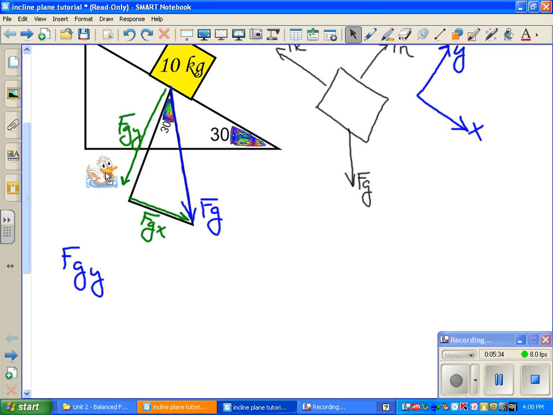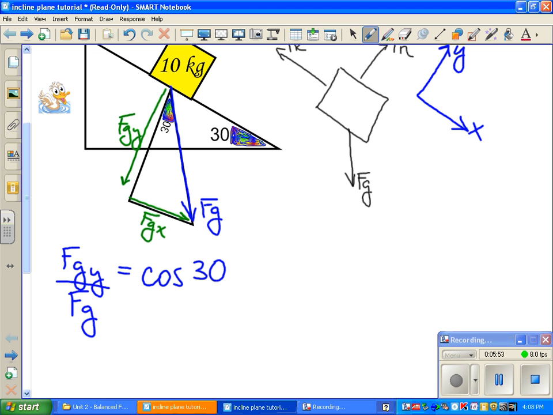All right, it looks to be adjacent to my 30 degrees. Adjacent has to do with cosine. So let's see, cosine of 30 degrees is equal to adjacent, which is the Fg y, over the hypotenuse, which is the original force of gravity.